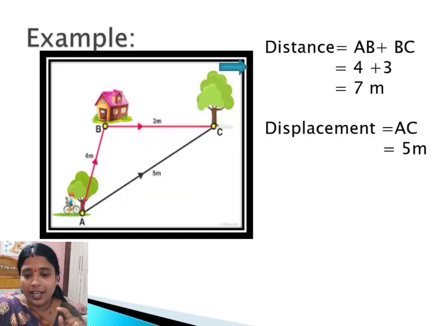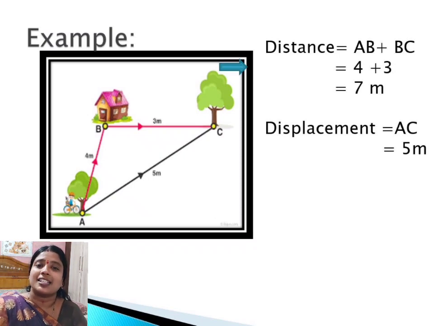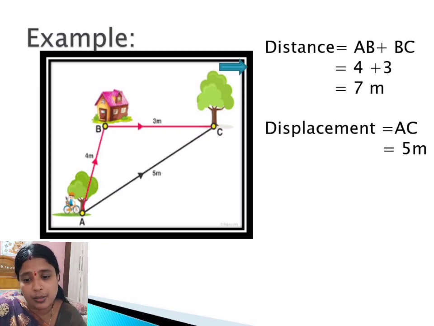One boy starts riding his bicycle from A. Actually he has to go to C. But instead of going directly by the shortest path AC, he goes from A to B, then B to C. The distance between A and B is 4 meters. The distance between B and C is 3 meters. So the total length of the path he traveled will be 4 meters plus 3 meters, that is 7 meters.